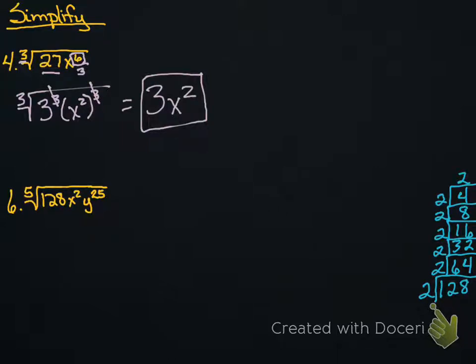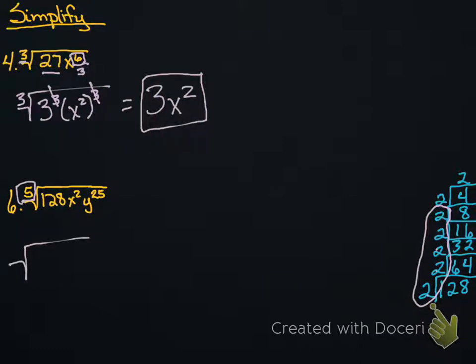Why did I choose 2? Very simply, because I can divide 128 by 2 because it's an even number. As long as I keep getting even numbers, I'm going to continue to divide by 2 until I can't divide by 2 anymore. So now I've got everything down to 2's. But I need a set of 5. My index number is 5. So I need 5 2's: 1, 2, 3, 4, 5. There's my set of 5.